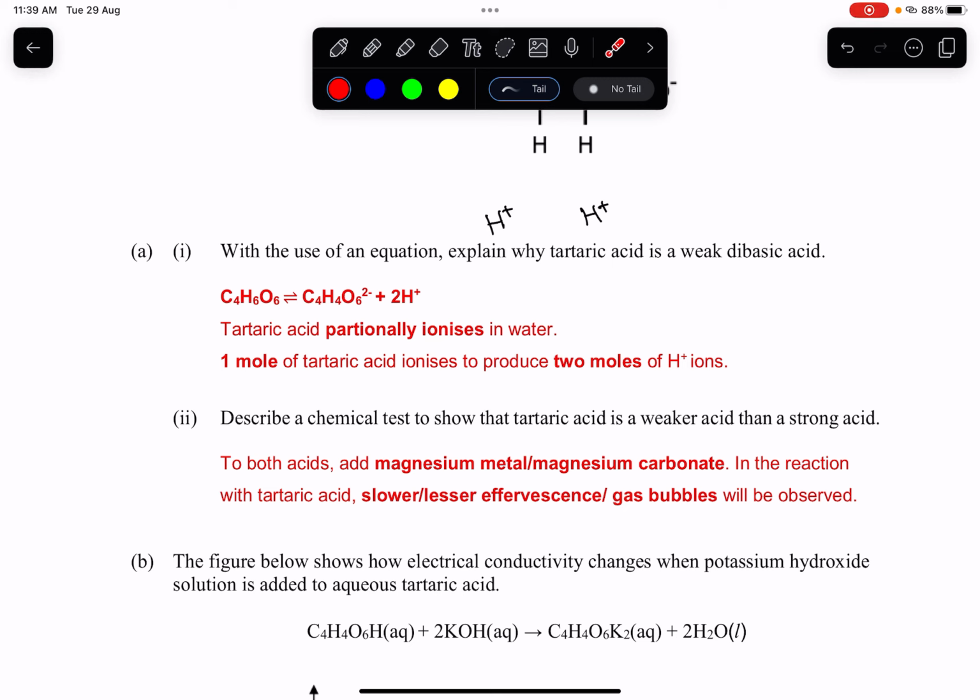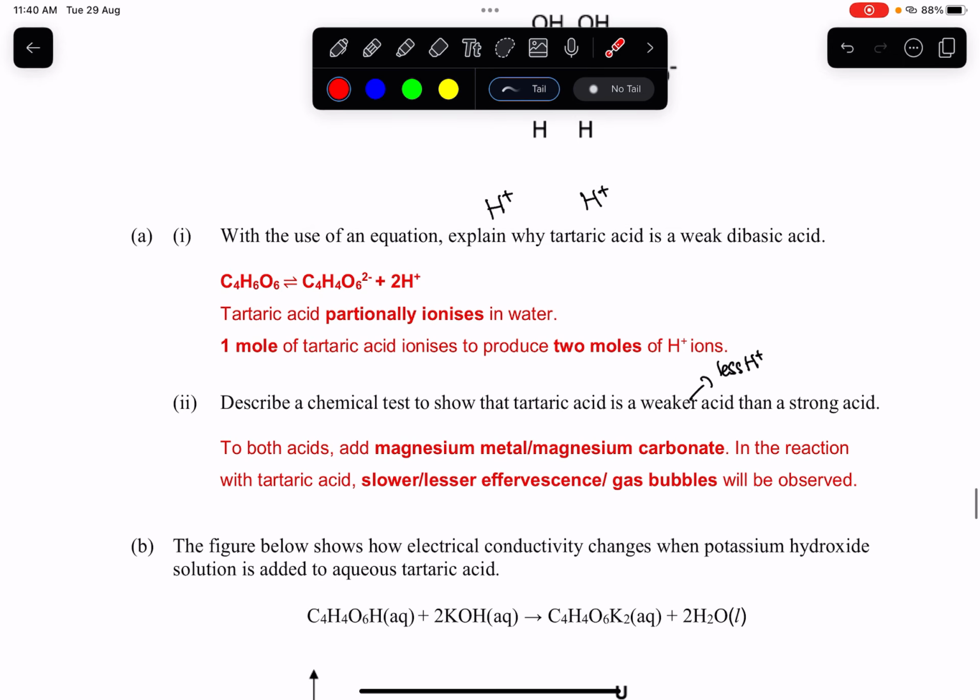Okay, if you use magnesium oxide, there's no way to see the intensity, because it will form water and salt, and you cannot observe effervescence from acid plus base reactions. So when you react with tartaric acid, you will notice slower or less effervescence or gas bubbles form, because the weak acid will give off less H plus to react with the acid. Therefore, the rate of hydrogen bubble production is slower, so you will see lesser effervescence, which is the rate of the formation of the bubbles.